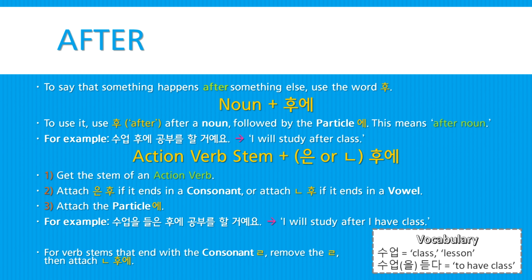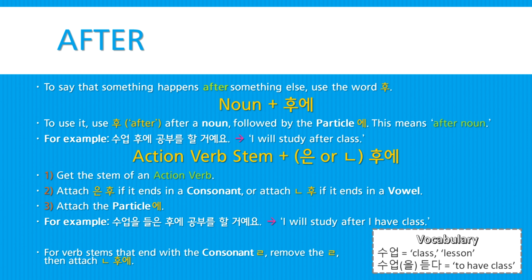But to use it with an action verb, it's a little bit different. First, get the stem of an action verb. Then attach 은 후 if it ends in a consonant, or attach ㄴ followed by 후 if it ends in a vowel. Then attach the particle 에. For example, 수업을 들은 후에 공부를 할 거예요. I will study after I have class.